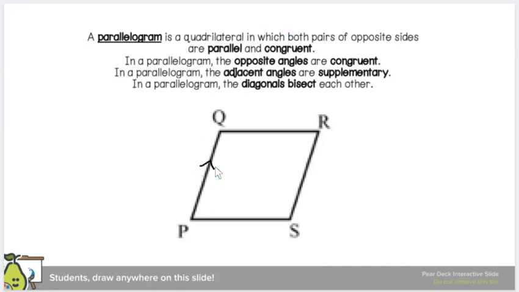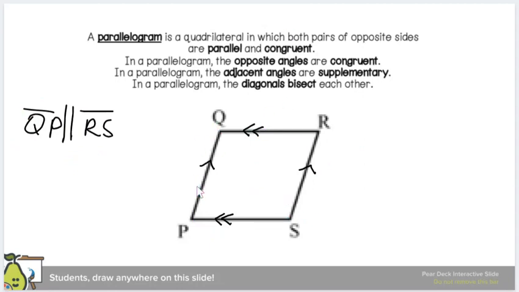So remember, to show that sides are parallel, we mark the lines with the same number of these little arrow symbols. So we could say QP is parallel to RS. Remember, another way we showed that would be to say that these two segments are parallel like this. We would also say QR and PS are parallel.